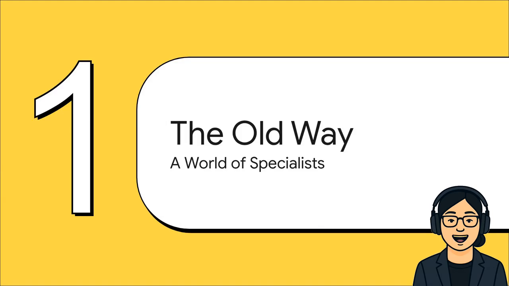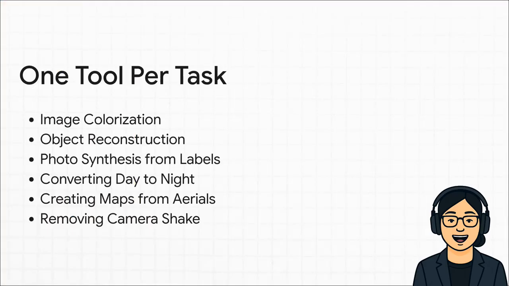Before 2017, the world of image manipulation was, well, a world of specialists. Think about it like this. If you wanted to colorize an old black and white photo, you needed one very specific hand-crafted algorithm for that. Wanted to create a map from a satellite picture? Nope. That required a completely different custom-built tool. Every single one of these tasks needed its own unique purpose-built machinery. It was just so complex, so fragmented, and honestly, super inefficient.